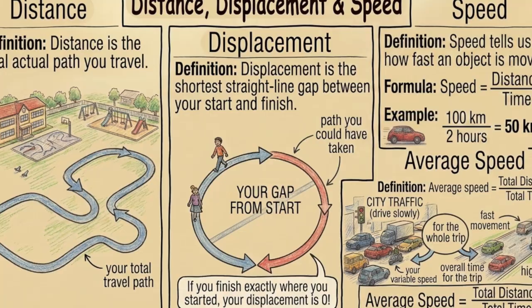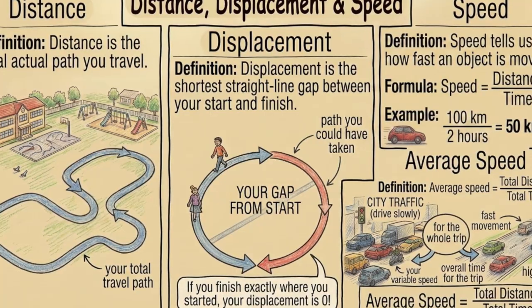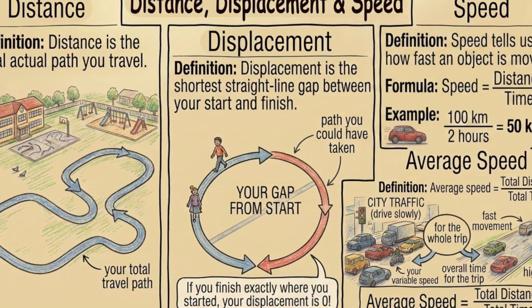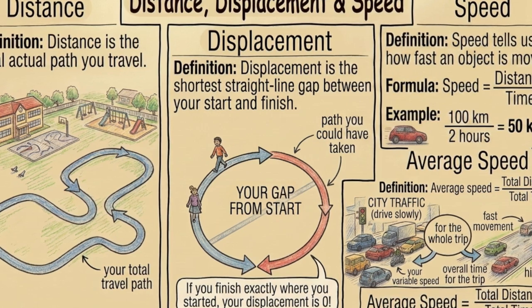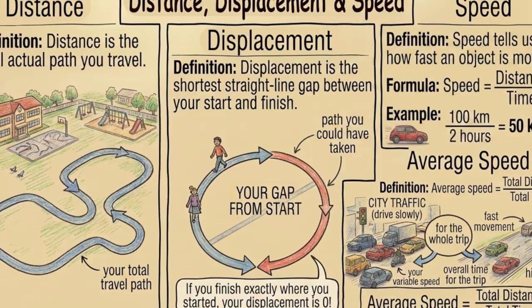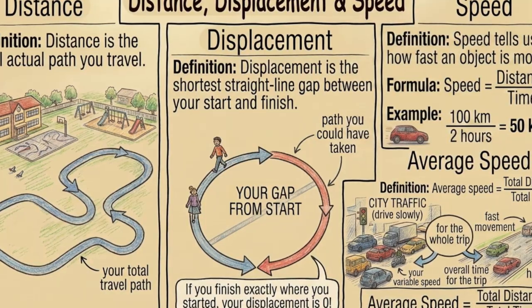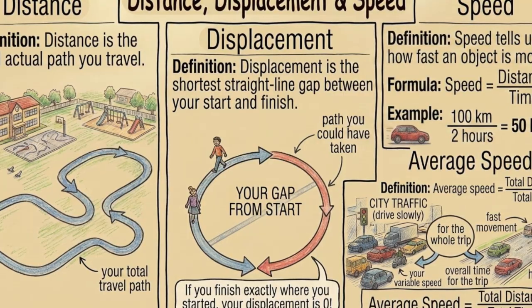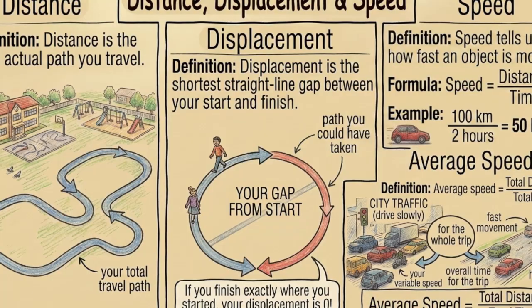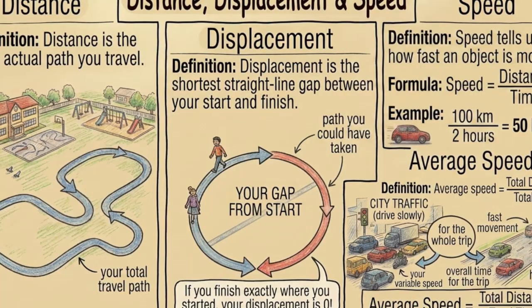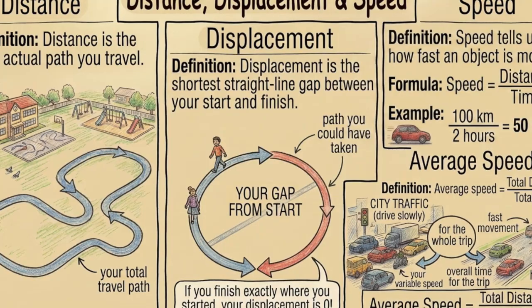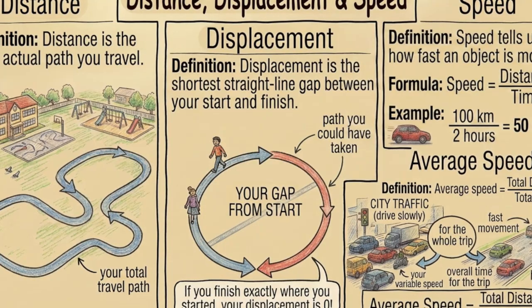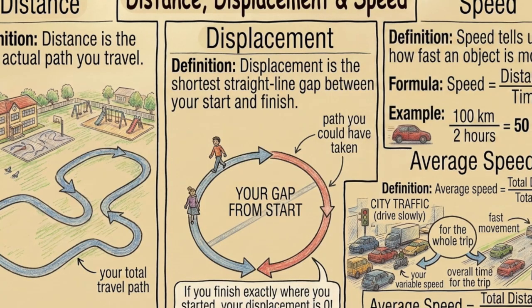Average speed. But what if the speed changes during the journey? For example, your parents drive slowly in the city, but much faster on the highway. In this case, we calculate what is called average speed. Average speed is the total distance traveled divided by the total time taken. Imagine traveling 40 kilometers in the first hour and 60 kilometers in the second hour. The total distance in this case is 100 kilometers and the total time is 2 hours. So your average speed is equal to 100 divided by 2, which is 50 kilometers per hour.